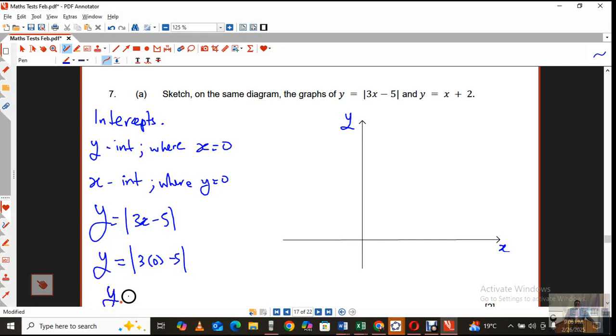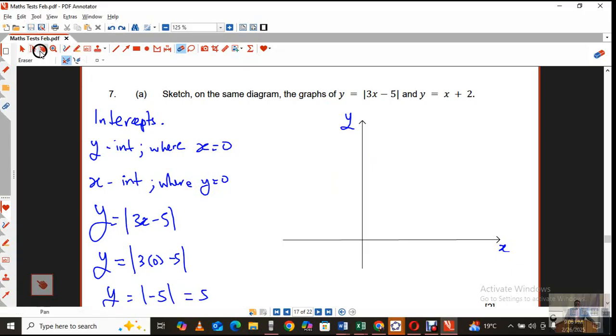This is giving me y equals the absolute value of negative 5, and then that's like distance, so the answer is 5. So this graph is going to cut somewhere at 5. Is it clear? Right. I don't have to put it in now, but I'm just showing it cannot go down, it has to come up here. Right.